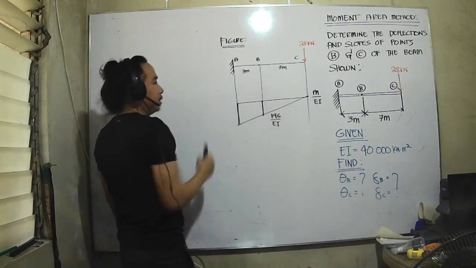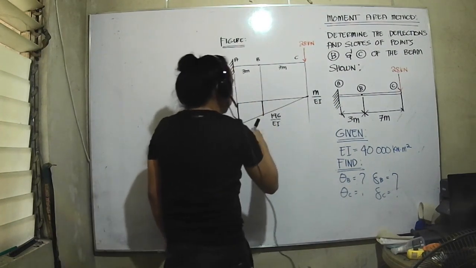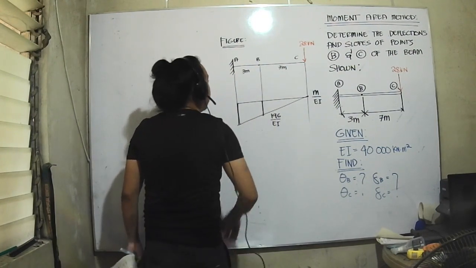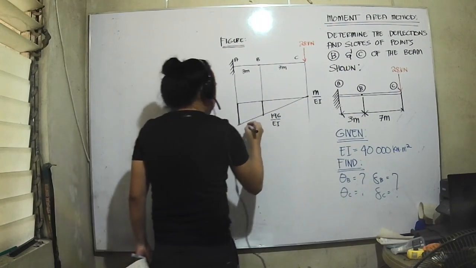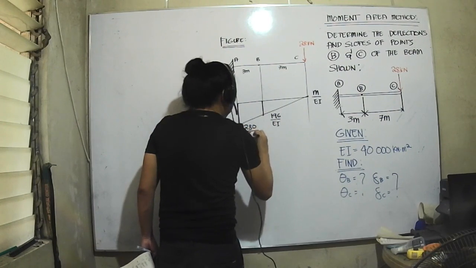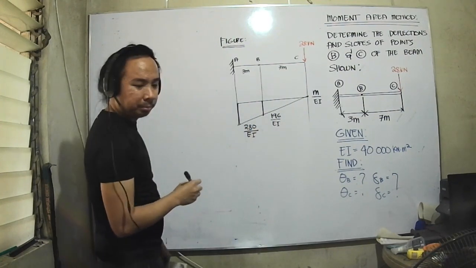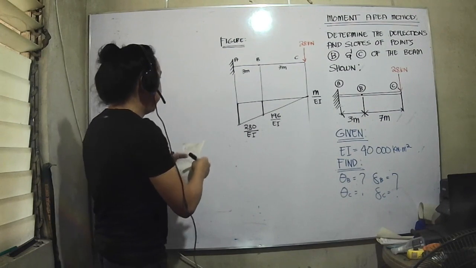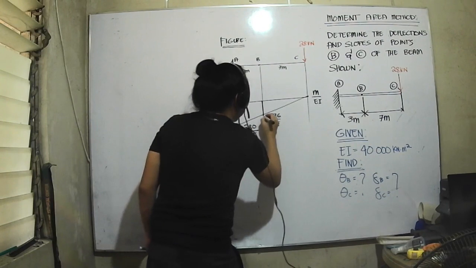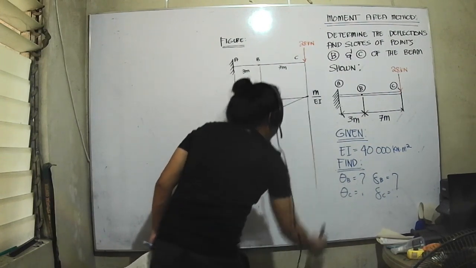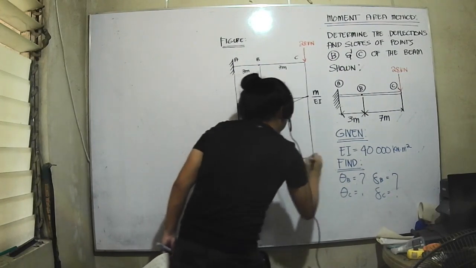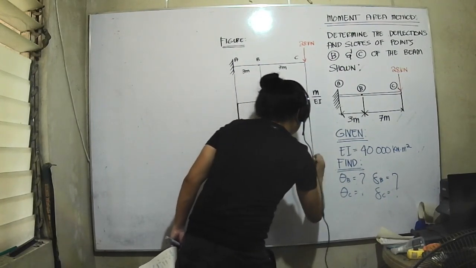We could also start from the other end but it's not convenient. So, let me go to C. That should be 28 times 10. That is negative 280 over EI. Okay? So, that is our M over EI diagram. Now, the next line of attack is the elastic curve. What does the elastic curve look like?